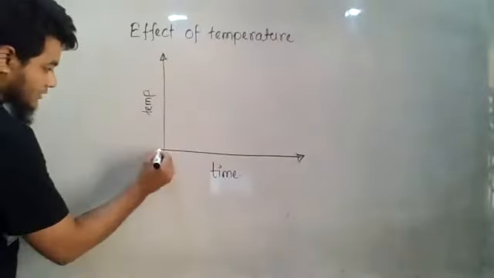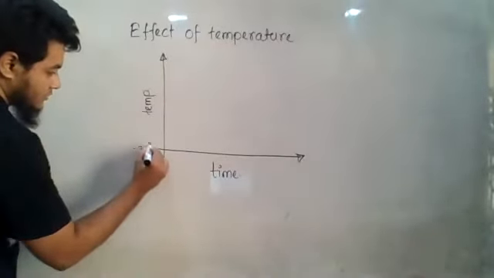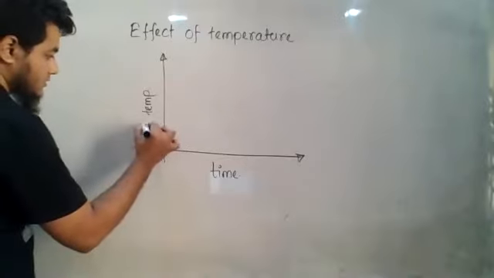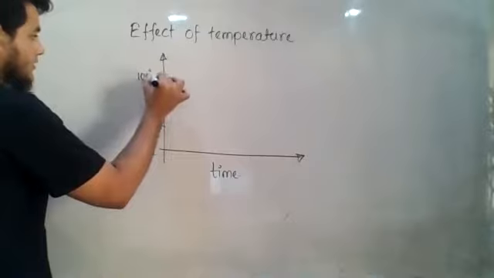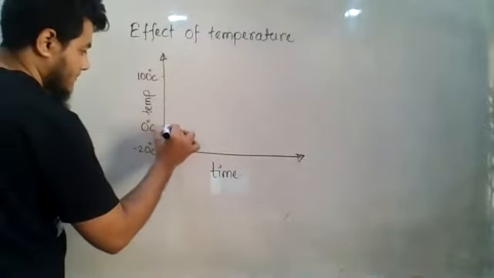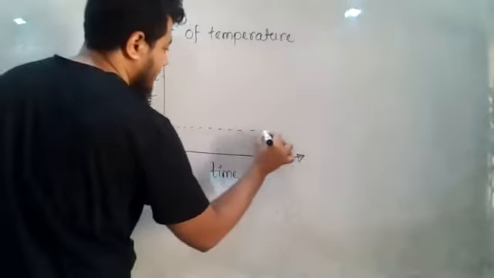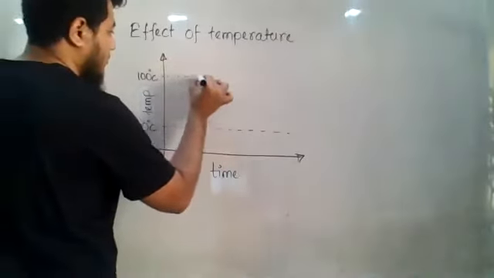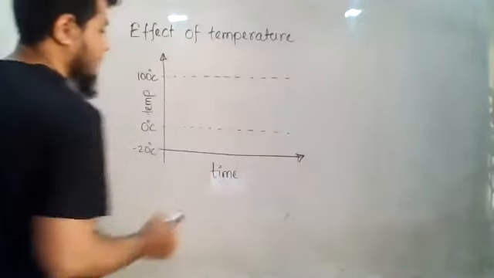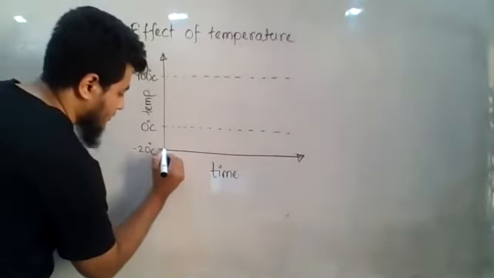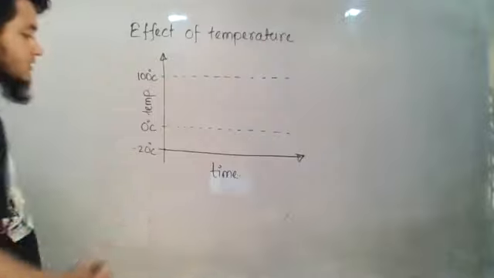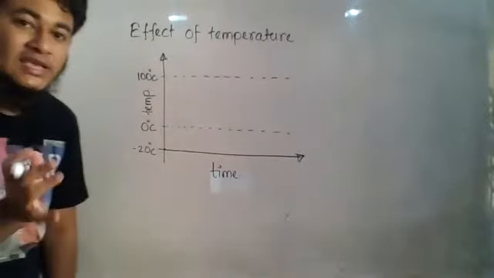So let us say this is minus 20 degrees Celsius, this is 0 degrees Celsius, this is 100 degrees Celsius. Okay, এই বরাবর একটা লাইন টেনে রাখি এবং এই বরাবর একটা লাইন টেনে রাখি। কেন এই লাইনটা টেনে রাখলাম একটু পরে দেখবা। Now let us say from minus 20 degrees Celsius temperature I have started heating the object.